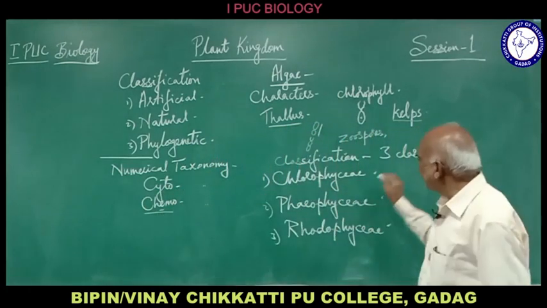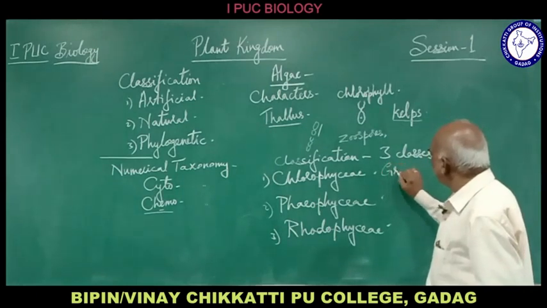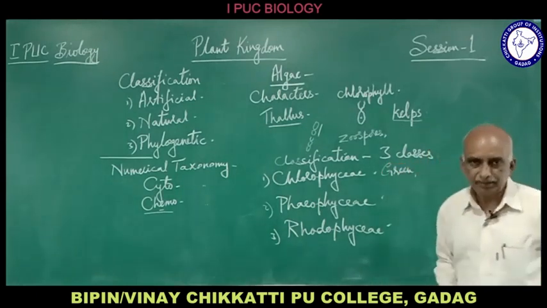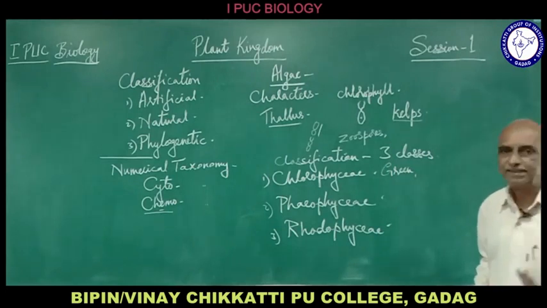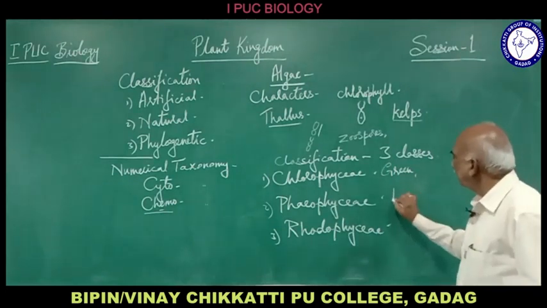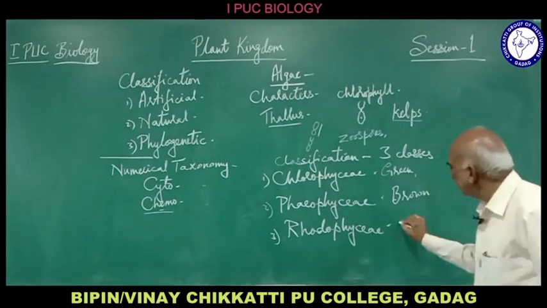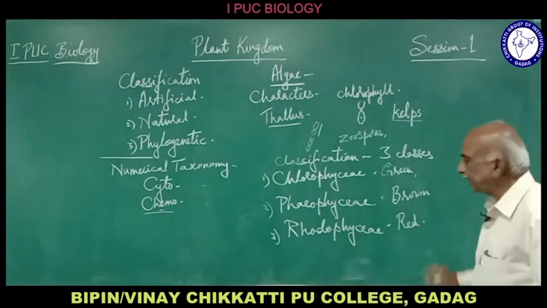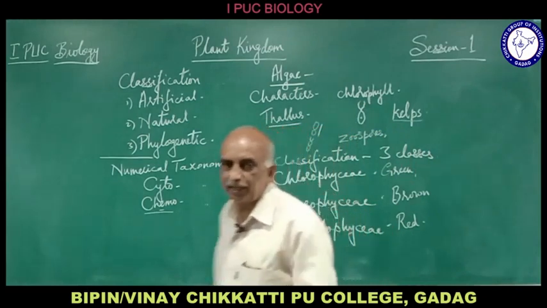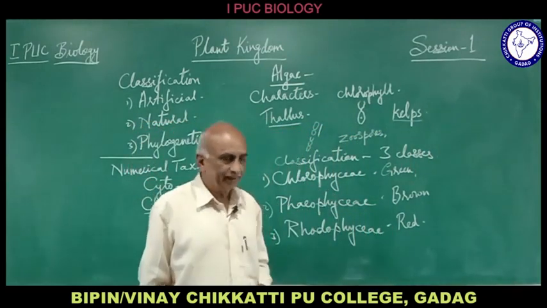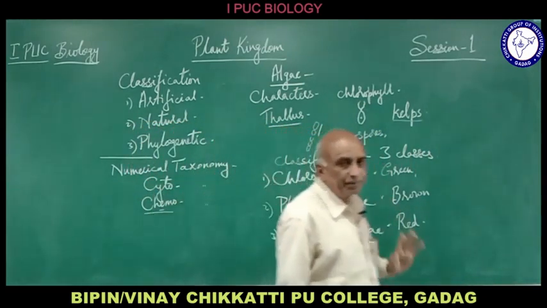Algae which have green pigment are Chlorophyceae, commonly called green algae. Algae which have brown pigment are brown algae. Algae which have red pigment are red algae. This is how the classification is done based on the pigments. So green pigment means chlorophyll.